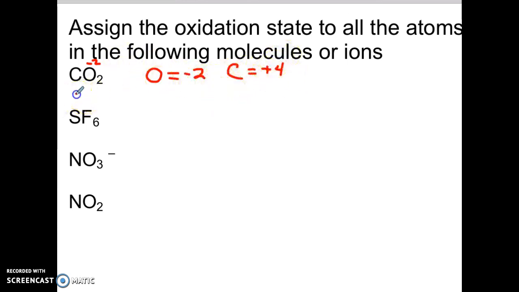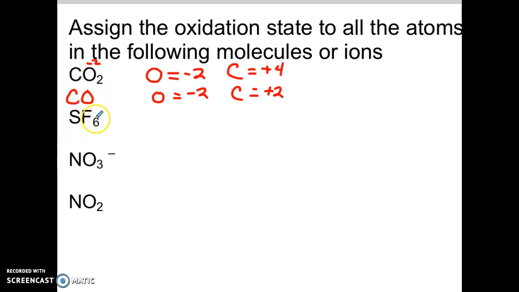Just on a side note, what if I had carbon monoxide? Well, we know that in this class, oxygen's always going to be a -2, but now the carbon's different. The carbon has an oxidation state of +2. So do you see how it depends upon what the compound is?